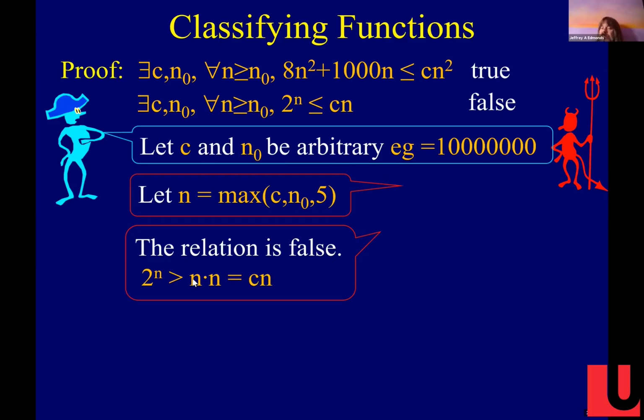That's why I made it bigger than 5. We wanted to show that the relationship was false for n bigger than 5, right? Since 2 to the power n is bigger than n squared for n ≥ 5, this thing is false, since that is true.